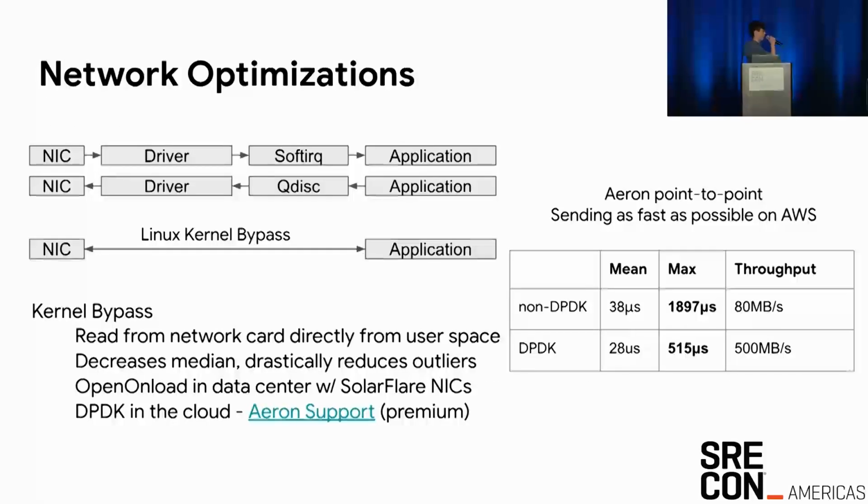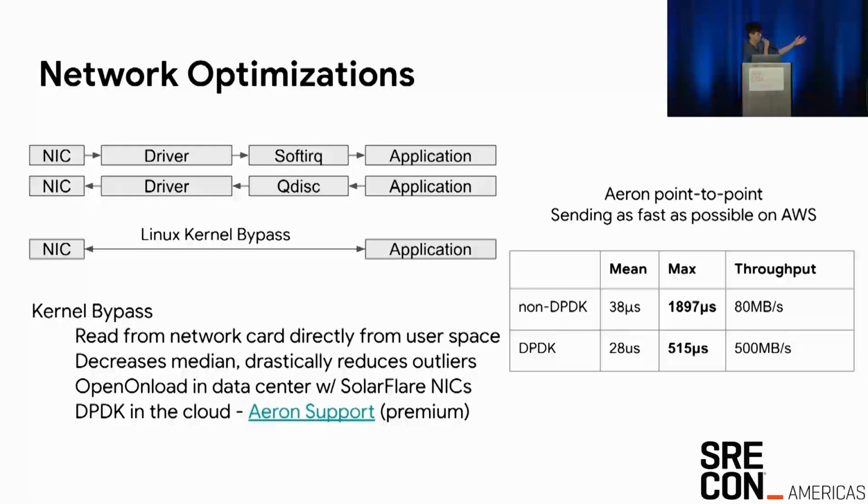Additionally, we use kernel bypass. So when a packet goes through the Linux networking stack, it has many steps to go, and it might be jittered by whatever queues in that workflow. So instead, our application is going to pull packets directly from the network interface card and send directly to the network interface card. In a data center, we use a library called OpenOnload that works with Solarflare NICs. And on AWS, we can use something called DPDK, which Aeron has native support for, although it's a premium feature.